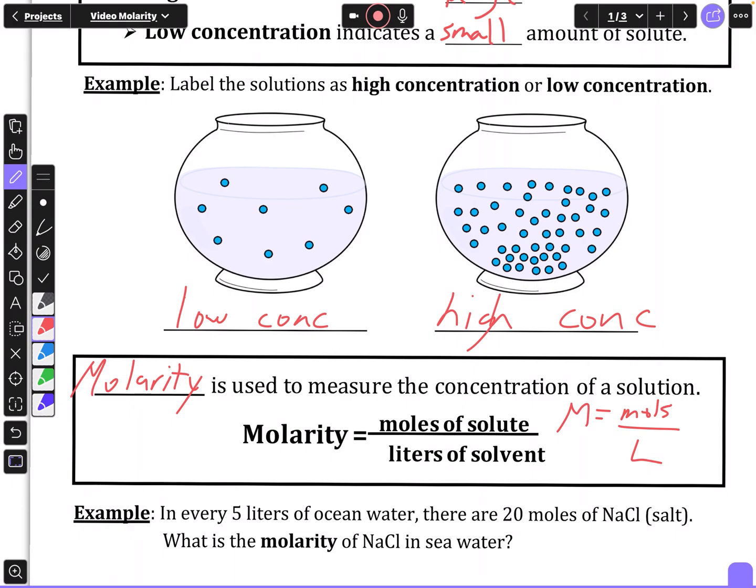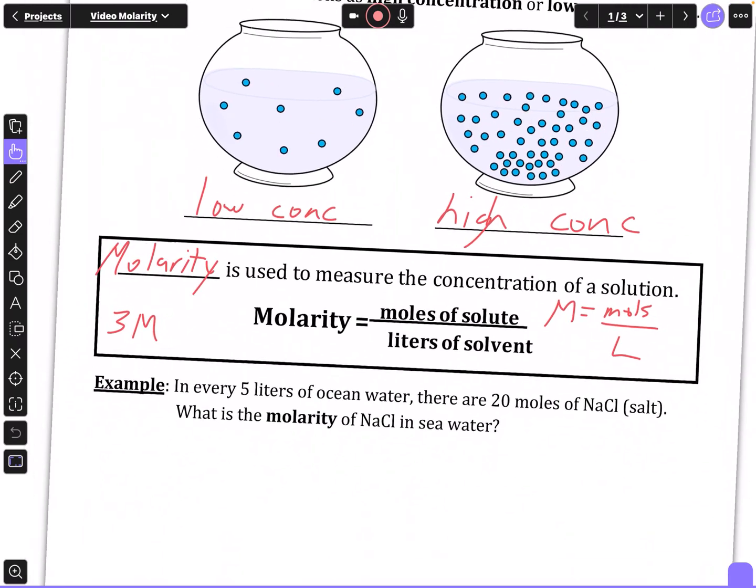Now, some problems will be given in milliliters. We'll have to convert that to liters. And some problems will give grams of our solute instead of moles, and we'll have to convert it to moles before we plug it into our equation here. But do know that if we talk about a solution and we see this right here, 3M, what that would mean is it has a molarity of 3 moles per liter, and we say that's a 3 molar solution, is how we describe that.